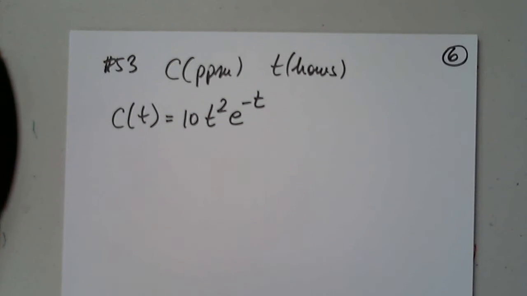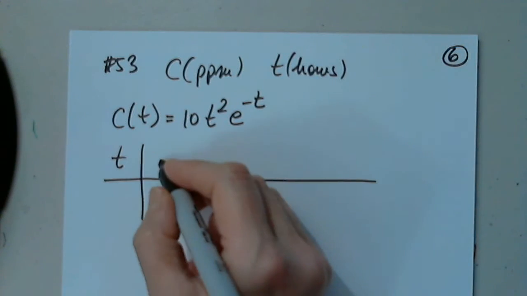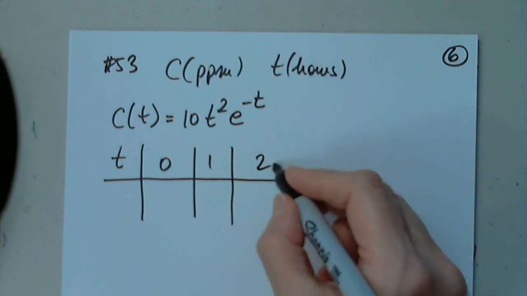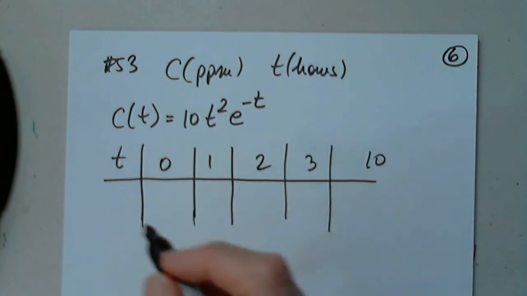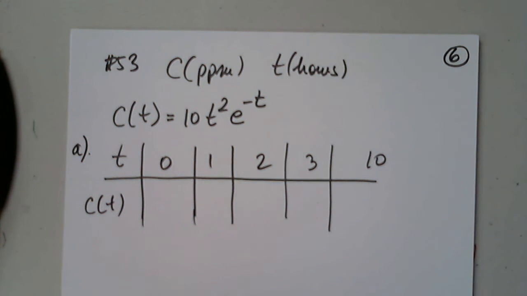Find the concentration after 0, 1, 2, 3, and 10 hours. So t: 0, 1, 2, 3, and 10 hours. Okay, so C of t, this is part A. This has nothing to do with calculus.